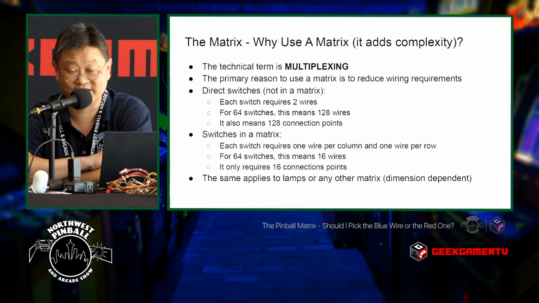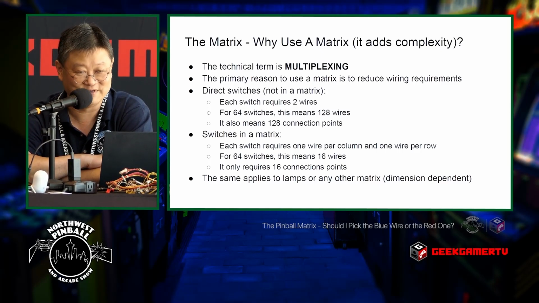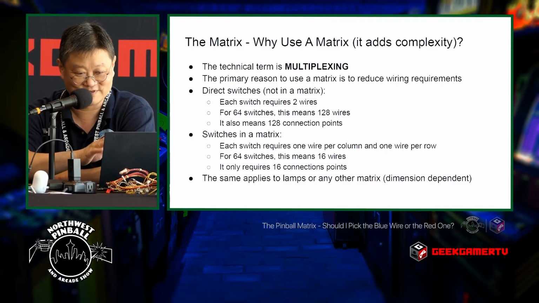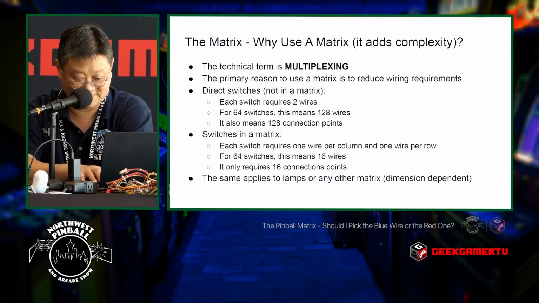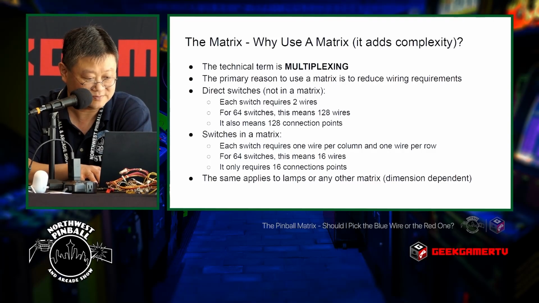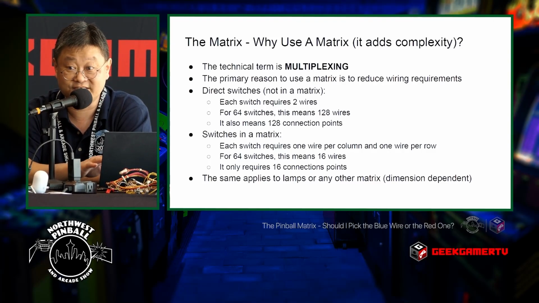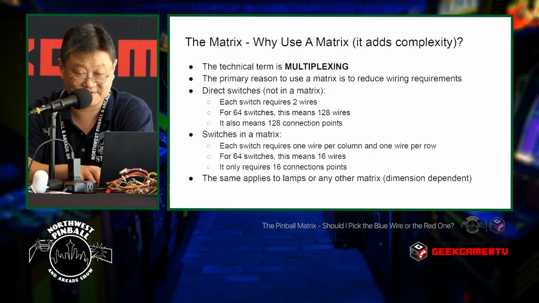But it does add complexity. And by virtue of a matrix, it does add a diode requirement. I'm not going to go too much into the reasons why the diode is there, other than to say the diode should be this and it needs to be in this place. I can discuss that with you later if you really want, but it's a little bit beyond the scope. Everything there also applies to the lamp matrix. 8 wire colors for 8 lamp rows, 8 wire colors for 8 lamp columns. Exactly the same thing.